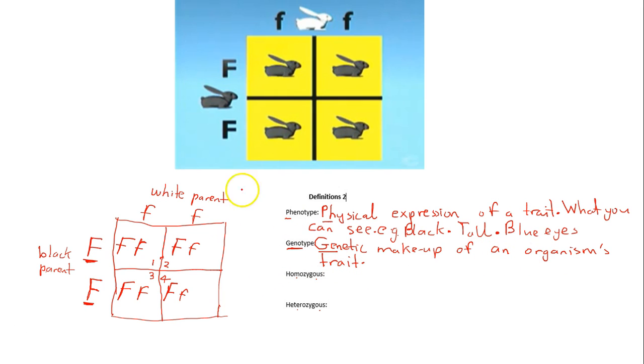So an example of a genotype in this case is Ff. So big F, small f. Now we're thinking of what are the actual genes or alleles that are involved. And in this video that we were watching, it shows you the difference between a genotype and a phenotype.